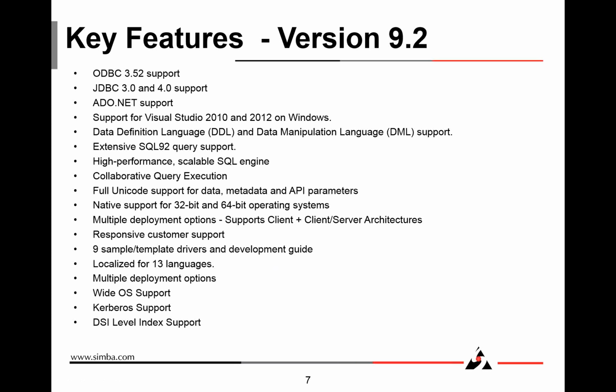The Simba SQL engine is extremely high performance, with full Unicode support, native support for 32 and 64-bit operating systems, multiple deployment options that we talked about, and responsive customer support. We don't really have a customer support desk here. When you pose a question to us, you're getting engineering level support from the people that wrote the SDK, and so you'll find that the support is extremely high. There are 9 sample template drivers and a development guide, localized for 13 languages, multiple deployment options, wide OS support, Kerberos support, and DSI index level support.